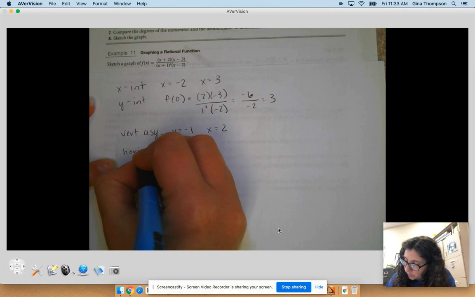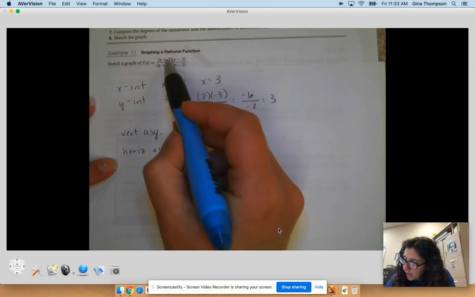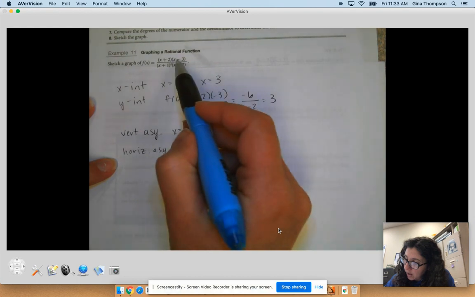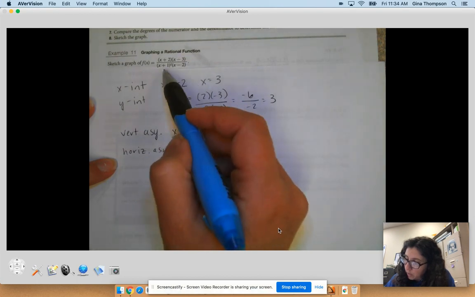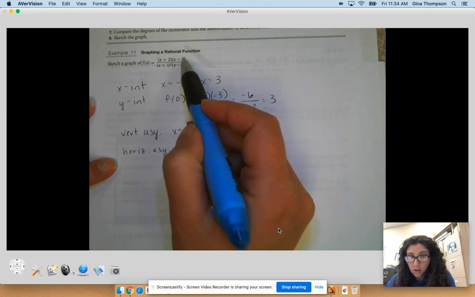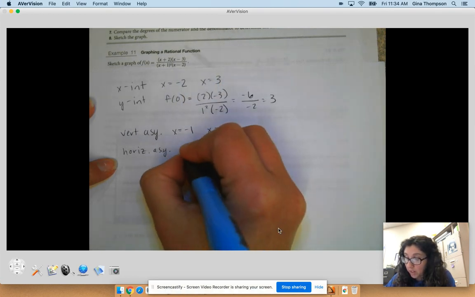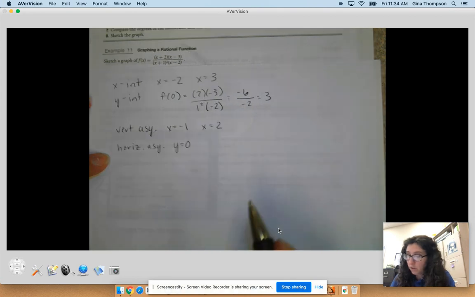Horizontal asymptotes. Well, let's see the degrees. Degree of this is 2, and if we multiply this out, the degree would be 3. So the denominator has a greater degree than the numerator. So that means that that's going to happen at y equals 0, at the x-axis.